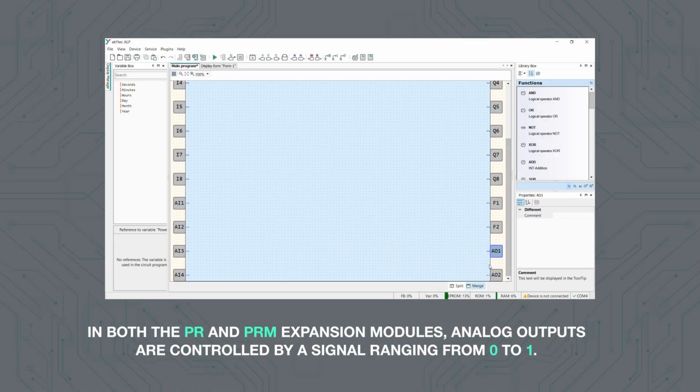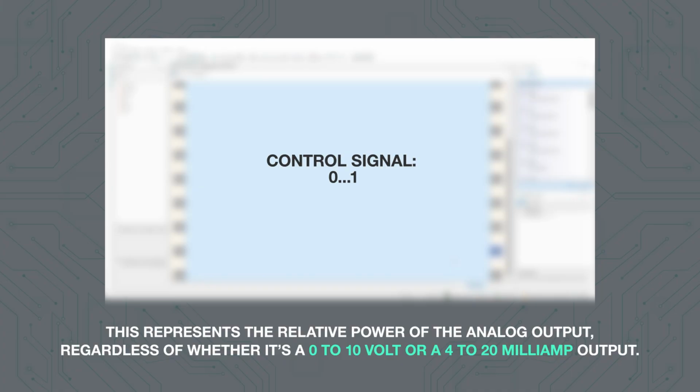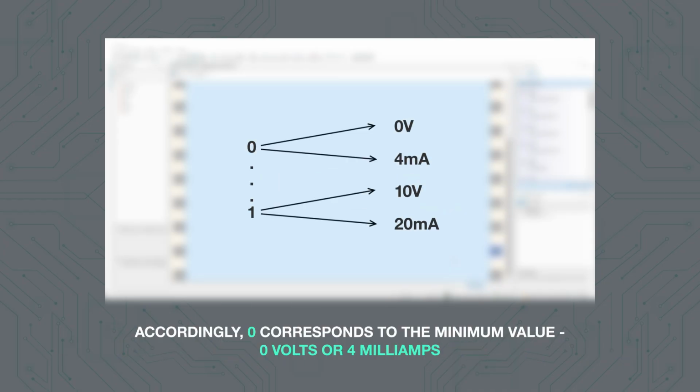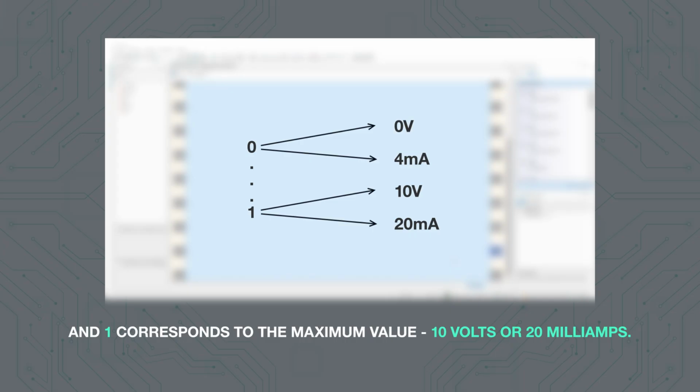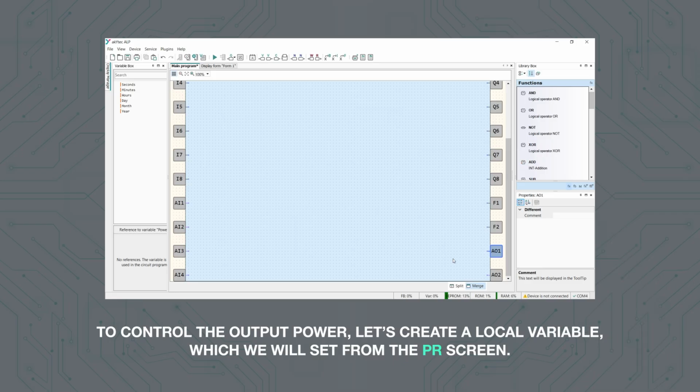In both the PR and PRM expansion modules, analog outputs are controlled by a signal ranging from 0 to 1. This represents the relative power of the analog output, regardless of whether it's a 0 to 10 volt or a 4 to 20 milliamp output. Accordingly, 0 corresponds to the minimum value, 0 volts or 4 milliamps, and 1 corresponds to the maximum value, 10 volts or 20 milliamps. Intermediate values can be set by adjusting the analog output signal to any value between 0 and 1. To control the output power, let's create a local variable, which we will set from the PR screen.